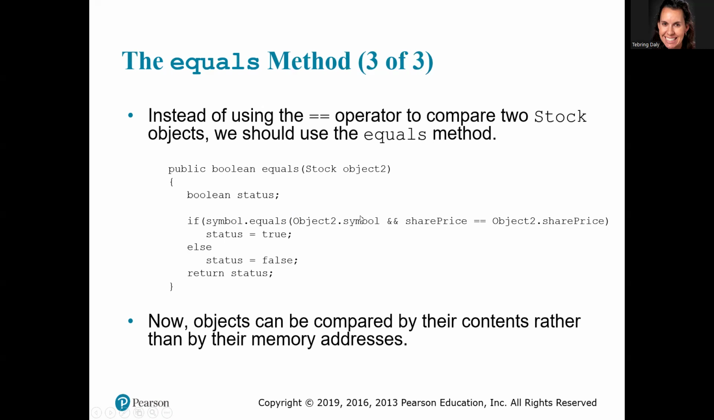And then not only does that have to be true, but this has to be true as well. The prices have to be the same. Although I don't think you can have the same symbol. No, I don't think you can have the same symbol, but we'll compare the price anyway. So compare the price to make sure they're the same. This would be the price of the active object, and this will be the price of the object coming in. Okay, and if both of those are true, then the status up here is set to true. Otherwise, it's set to false, and then it returns it.